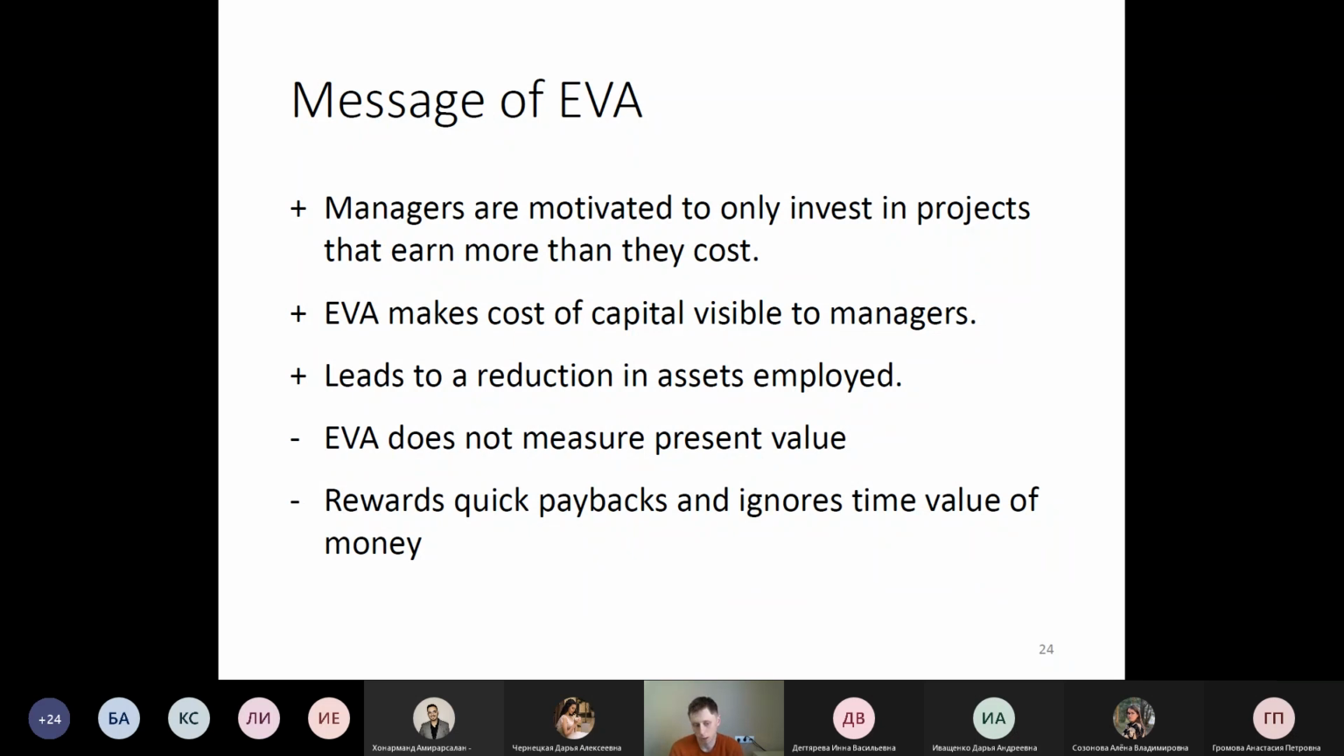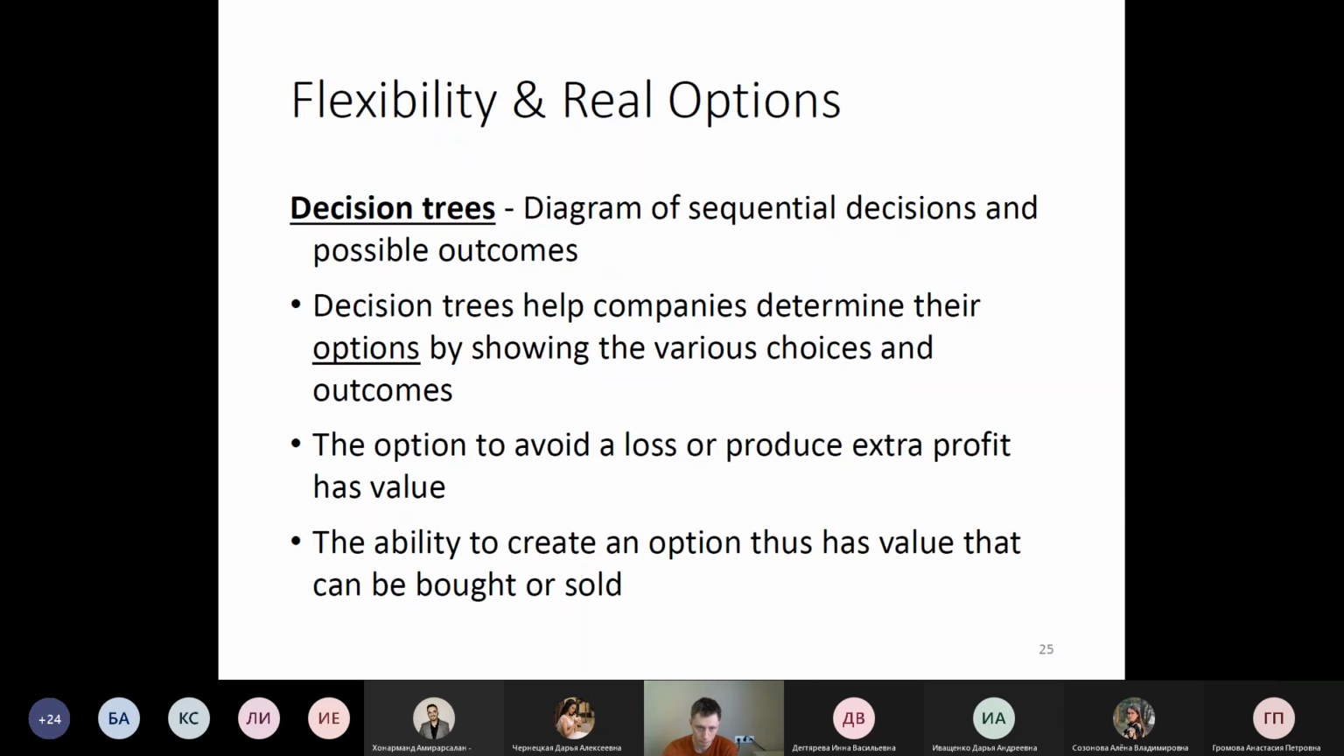But it has some disadvantages, rewarding for the quicker paybacks, ignoring time value of the money. So it has both advantages and disadvantages. But still, it is a good estimation that we can have on top of the accounting estimation to see how our firm performs.